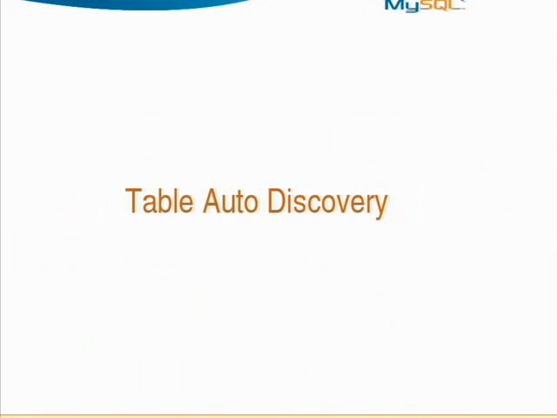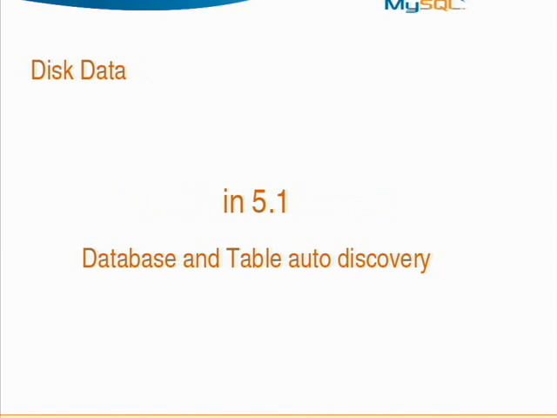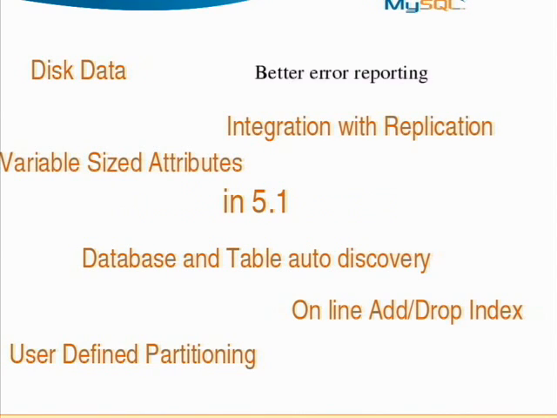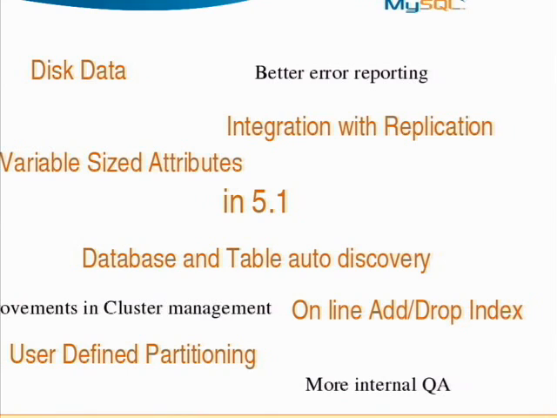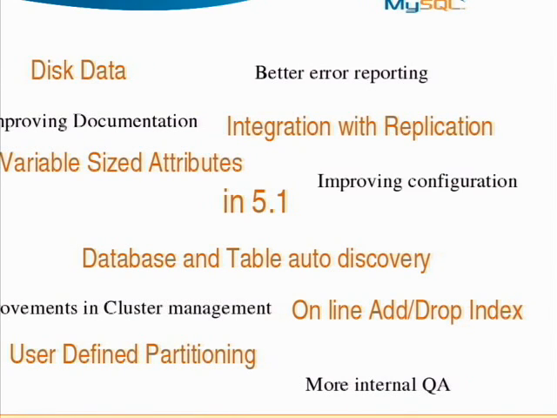So we have table auto discovery now, and in 5.1, database and table, as well as all these lovely features which I've talked about, and the increasing efforts to do better error reporting, and more internal QA on the 5.1 release than we've ever had. So there have been lots and lots of bugs found internally, which means we have to fix them. Improvements in cluster management, like restarting multiple nodes at once and other such things. Can you tell we're in a bug fixing cycle at the moment? Improving documentation, so the documentation is in a lot better state than it was a year and a half ago, as well as improving the ease of use of configuring the cluster.